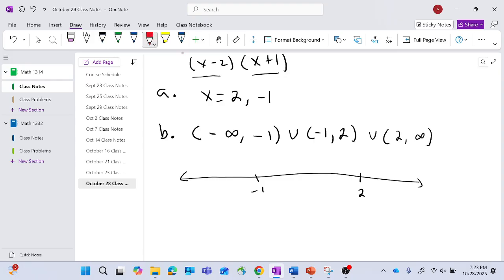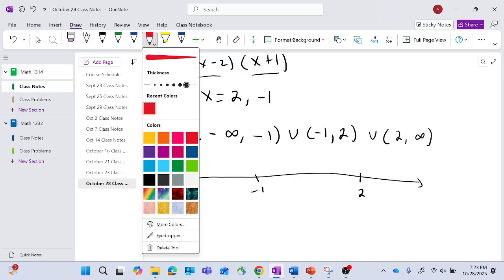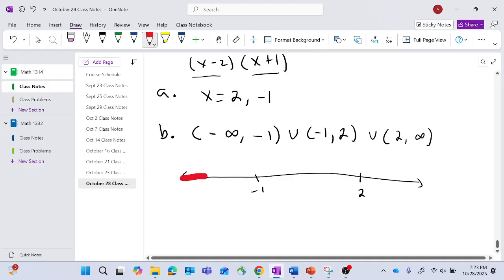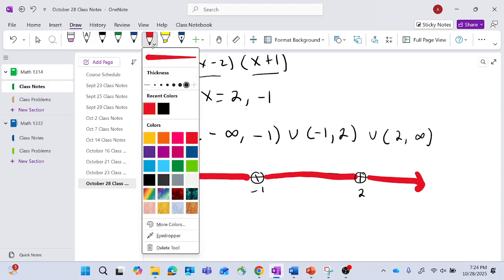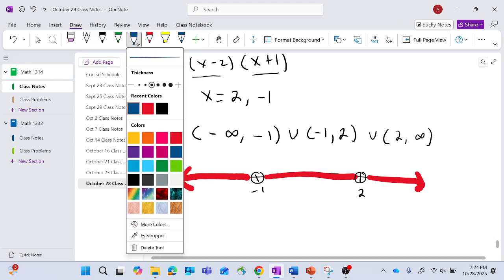So that means on a number line, my domain is going to be all of this, not including the negative 1. That's going to be empty. All of this, not including 2. Then the rest of it. Does that make sense, guys?